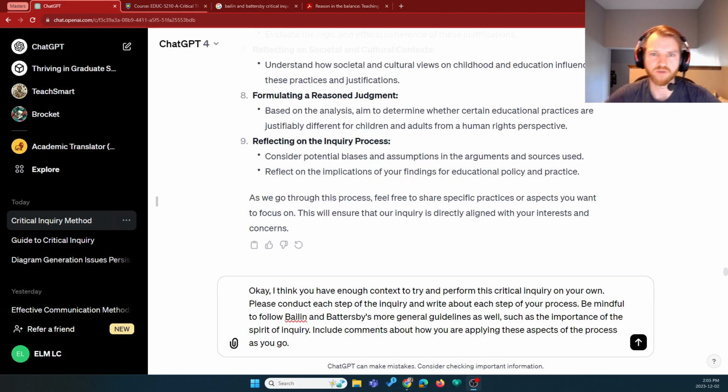Okay, so the prompt I've given it now is that I think it has enough context to perform the critical inquiry on its own. Please conduct each step of the inquiry and write about each step of your process. Be mindful to follow Bailin and Battersby's more general guidelines as well, such as the importance of the spirit of inquiry. I'm kind of nervous that it might just go step by step and forget about some of those other things. And I've asked it to include comments about how it's applying those aspects of the process as it goes as well. So let's see what it comes up with.